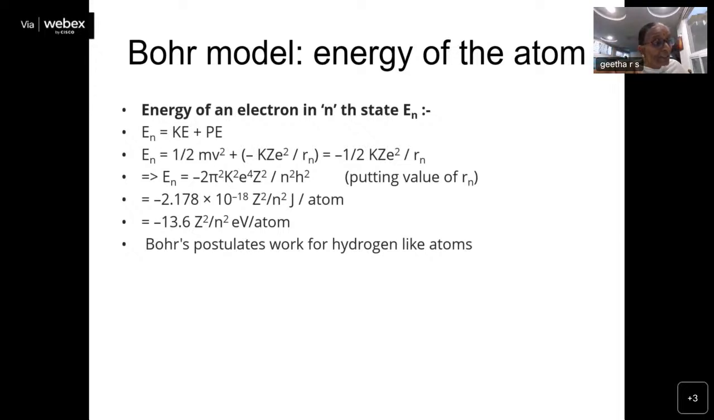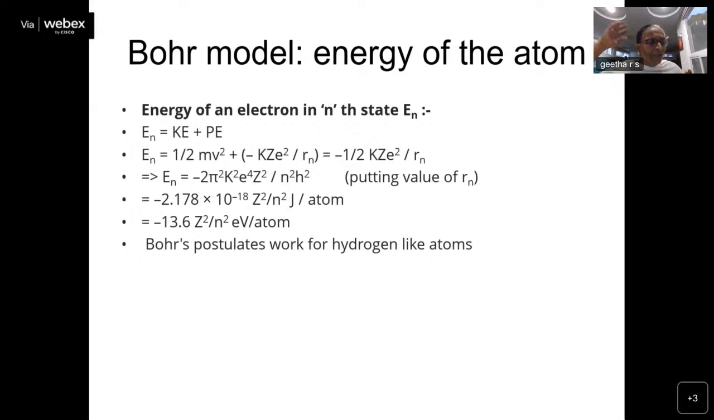The negative sign indicates that it is a bound system. An atom is a bound system. Always remember that a negative energy means it is a bound system. If it is positive, it means it is a free system. So that should be there in your mind. So this was the energy, 2 pi squared, k squared, e squared, z squared, which means energy is proportional to 1 by n squared. Finally, they found that it was minus 13.6 z squared by n squared.